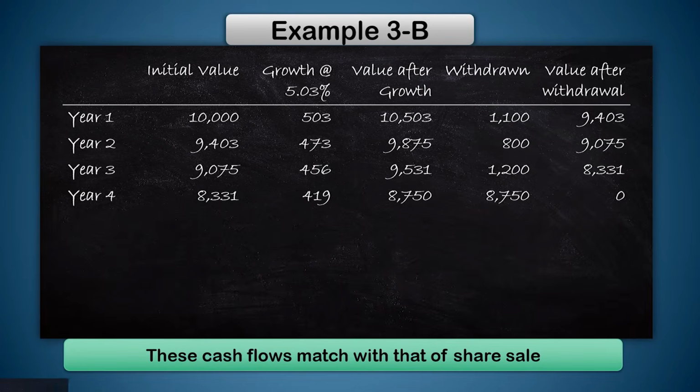Which means that when you sold the shares in the example we discussed, it is as though the money you had invested was growing internally at a constant rate of 5.03% every year. That's why it's called internal rate of return.